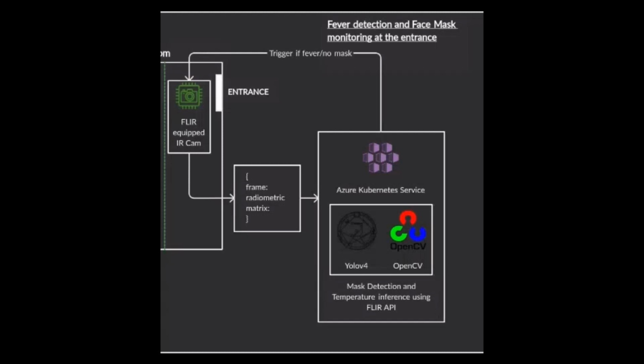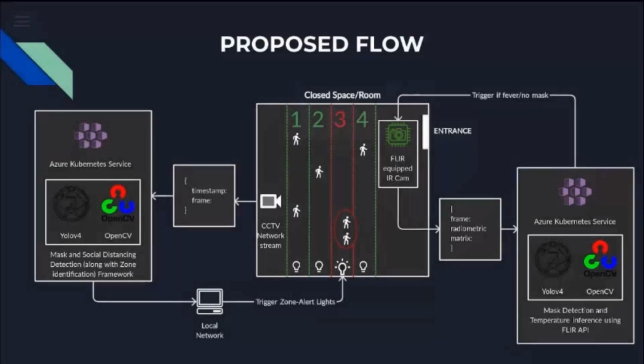At the entrance of the organization, there will be a FLIR-equipped infrared camera. This camera will attempt to estimate a person's temperature. Using this temperature, it will be inferred whether or not a person has a fever. Next, using object detection, it will be checked whether the person is wearing a mask or not. Makeshift masks will not be accepted. If the person seems to have a normal temperature and is detected as wearing a mask, he will be allowed entry into the organization.